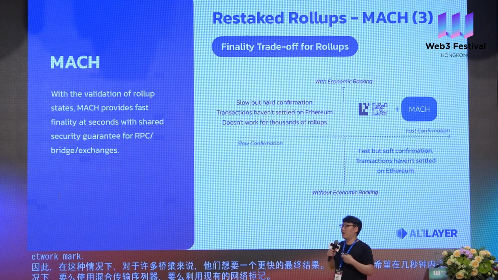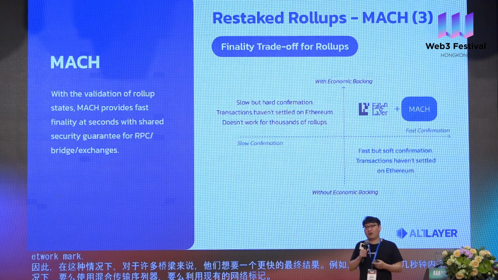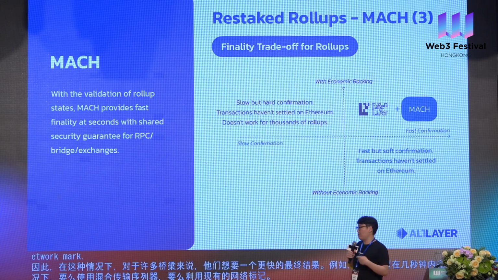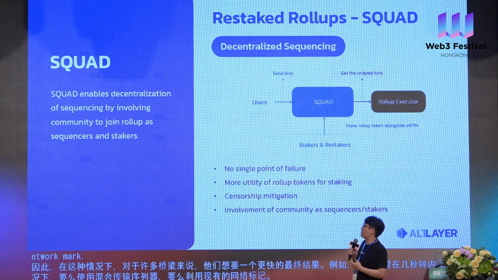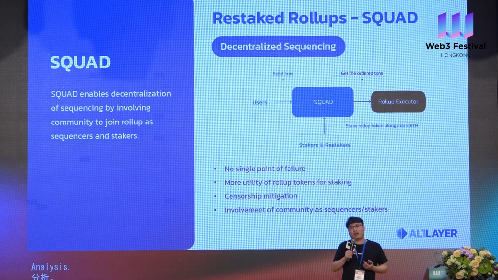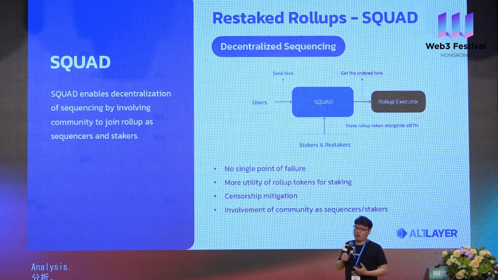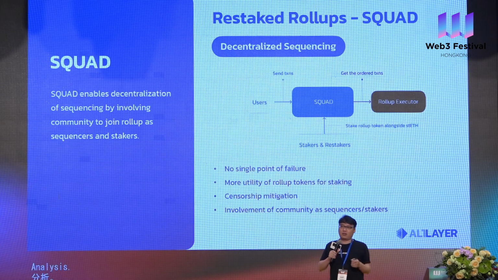So in that case, it even takes longer, but definitely the security guarantee is better with this mathematics-like analysis. Beyond that, we also provide another feature required by a lot of DeFi protocols who want to run rollups. It's called Squad. It's basically for decentralized sequencing.